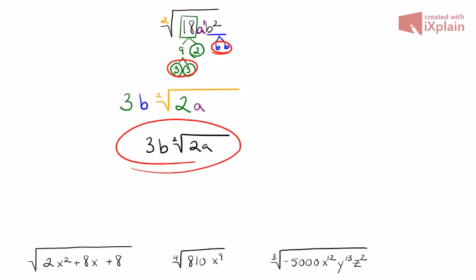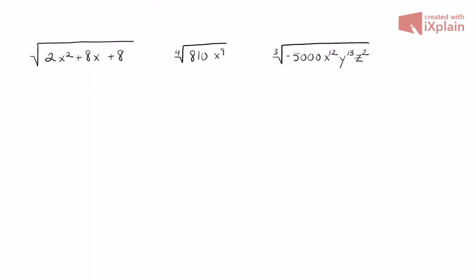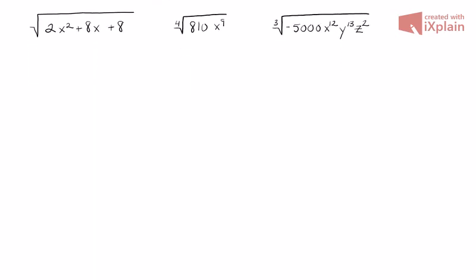Okay, here we go. The first one we have here is the square root of 2x squared plus 8x plus 8. What I'm noticing first off is that I have a trinomial, specifically a quadratic. This is a quadratic because the largest exponent that I have here is a squared.